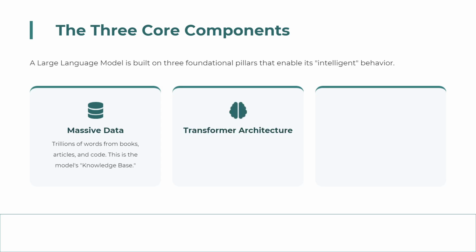Next, we'll look at the transformer architecture. This is the brain structure. It is a specific type of neural network that allows the model to understand context. It doesn't just read words one by one. It understands how words at the beginning of a paragraph relate to the words at the end of a paragraph.